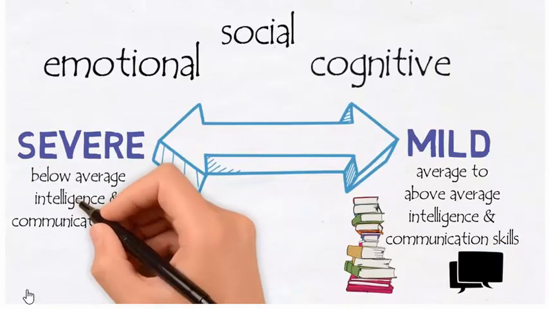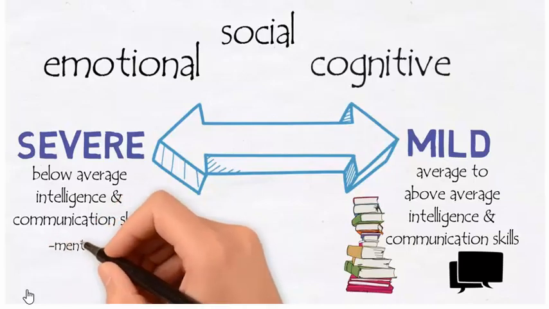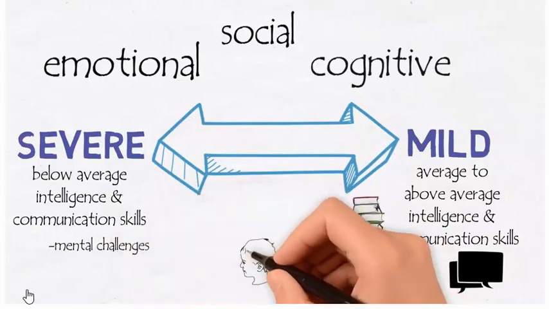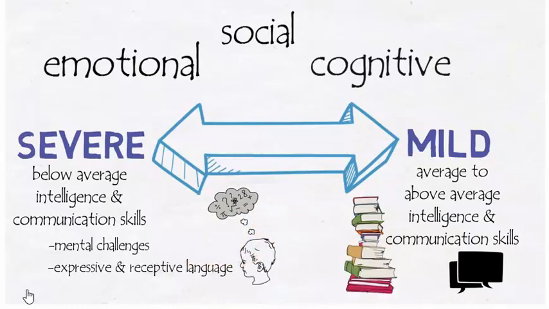On the other end of the spectrum, children with low-functioning ASD have severe signs and symptoms, which of course reflects their intelligence and communication skills. Students with low-functioning ASD are more likely to be challenged mentally, have epilepsy, and have limited expressive and receptive language.